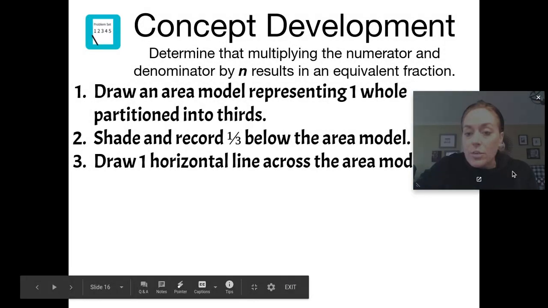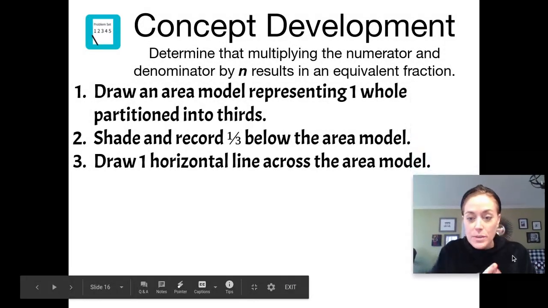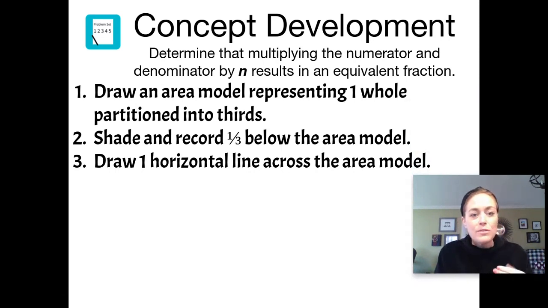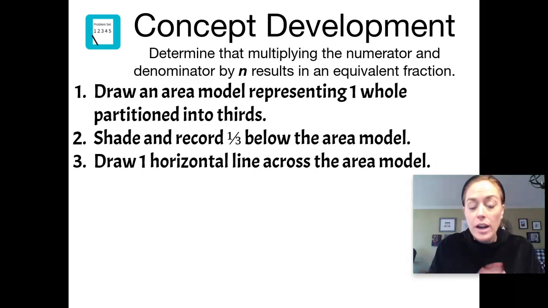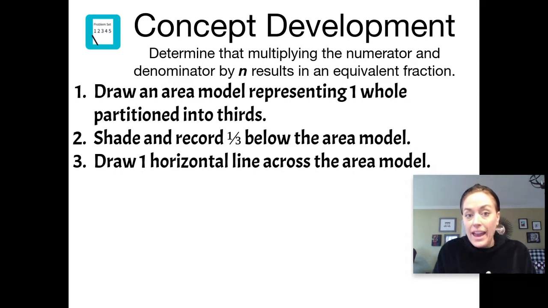Now, hopefully you have a whiteboard or a scratch piece of paper because remember yesterday I told you, and I've been reminding you of this, but every time that I'm teaching, you should be listening and doing, right? Because you're going to learn best from that. And I want you practicing these skills. So the first thing we're going to do is draw an area model and record 1/3 on the area model.